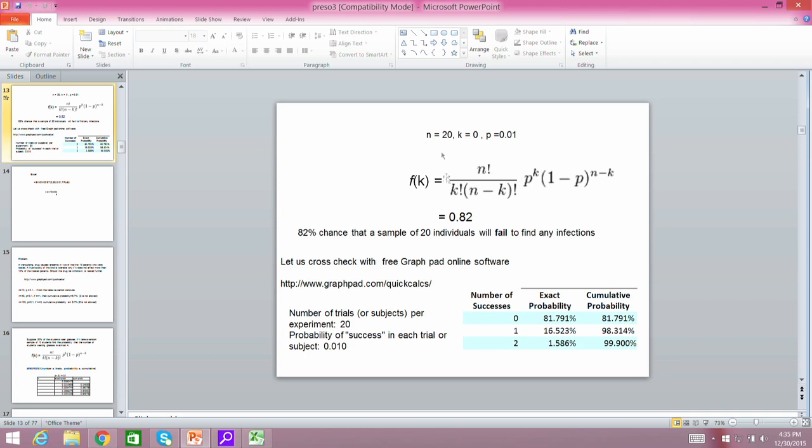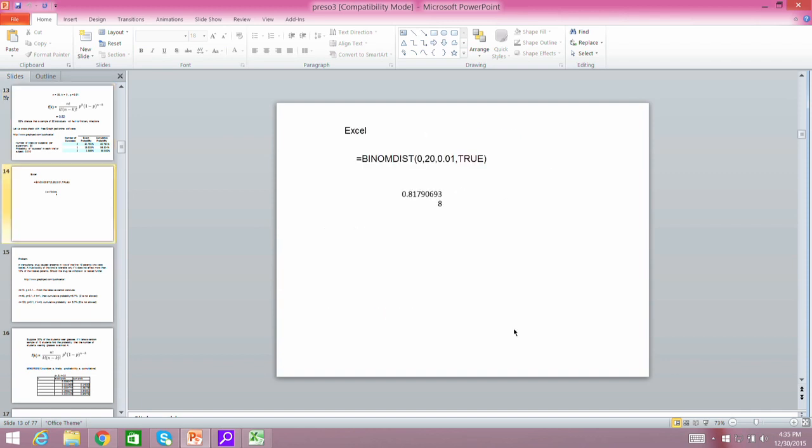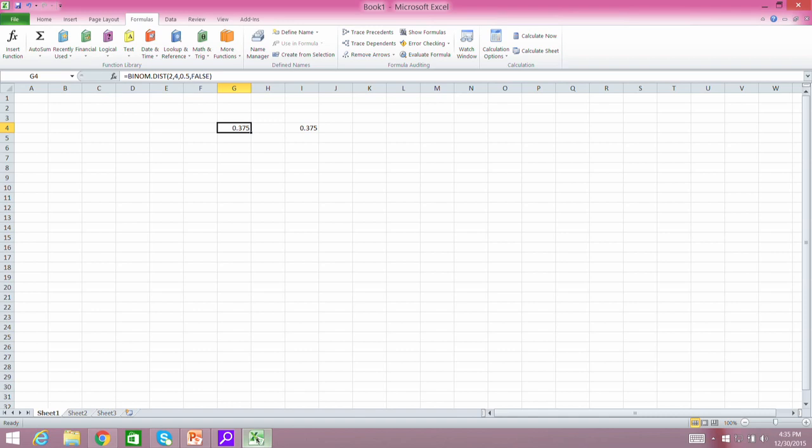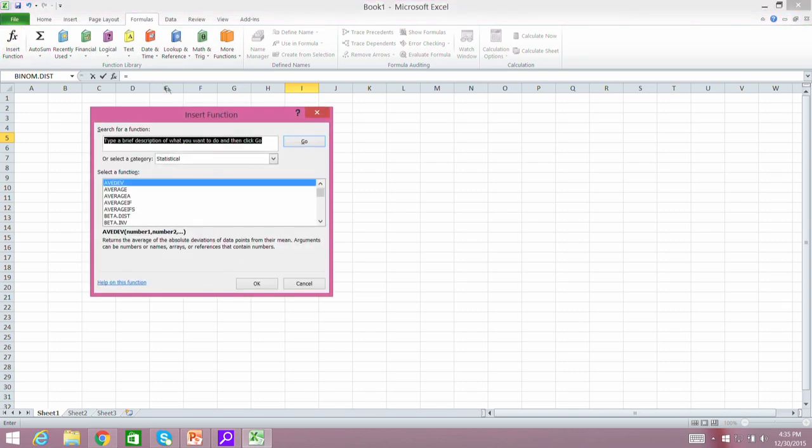in the sample of 20. So you can see that we can show it using this equation, or we can go to that software, GraphPad online, and get the same answer. Even with Excel also we can do the same thing. So we go to Excel. So we type binom distribution, fx.